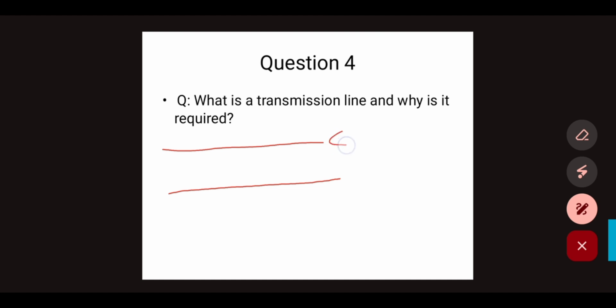Basically, we have one conductor and dielectric, and then a conductor. So these are called coplanar transmission lines. Suppose our PCB, a two-sided PCB. These are called transmission lines. And why is it required? Because when we work with higher frequencies, the wavelength becomes small. For example, if we are working with 2.45 gigahertz, then the wavelength becomes 12 centimeter.